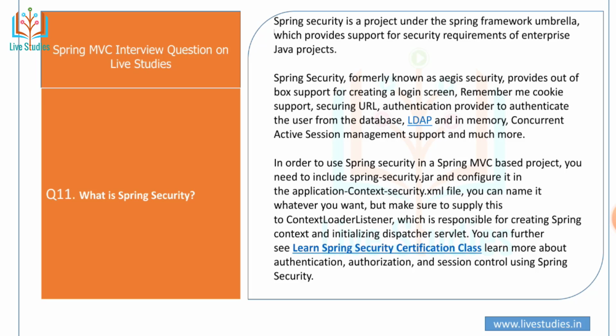In order to use Spring Security in a Spring MVC based project, you need to include the Spring Security jar and configure it in the applicationContext-security.xml file. You can name it whatever you want, but make sure to supply this context when initializing the DispatcherServlet.